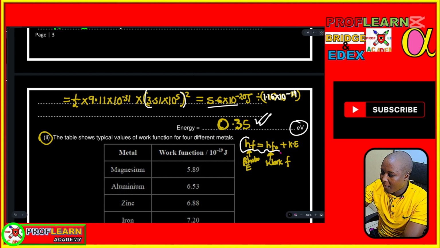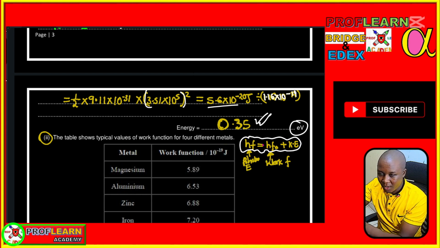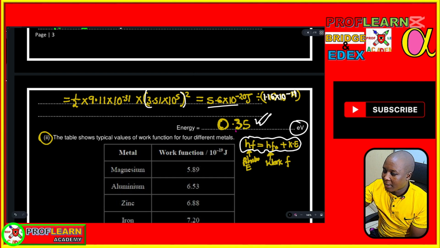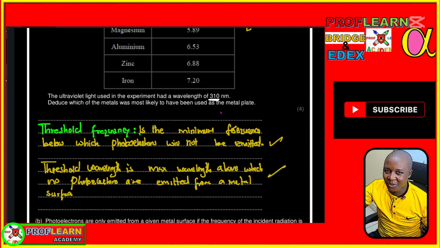Now the table shows typical values of work function for 4 different metals, and in that case you need to remember the photoelectric effect equation. Energy of a photon is equal to the work function, and we have said work function is the minimum energy required to dislodge an electron from the metal surface, plus kinetic energy.